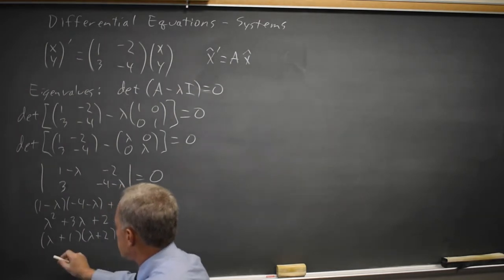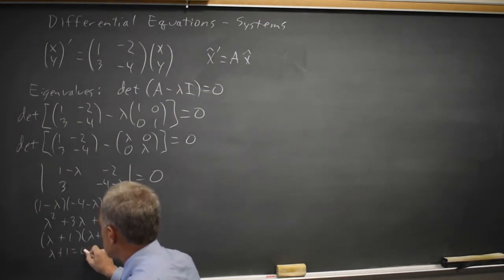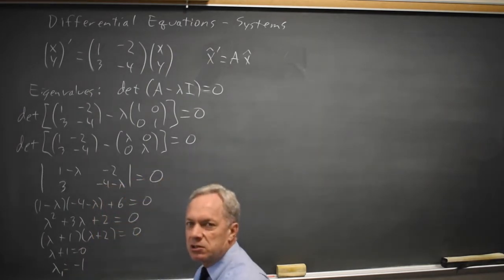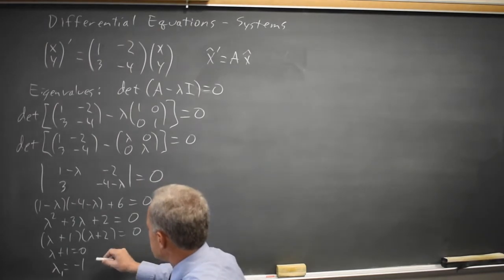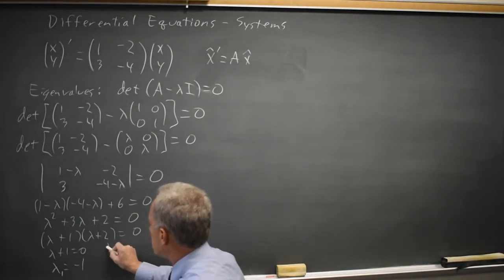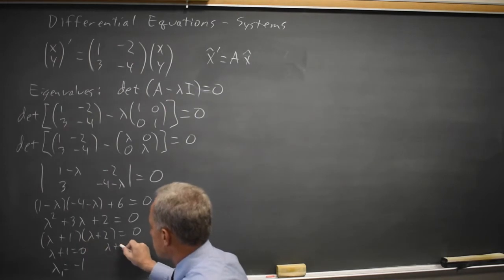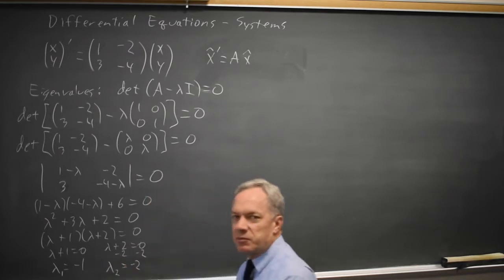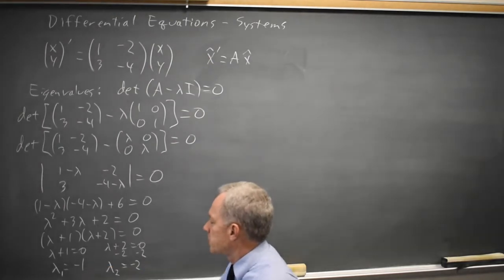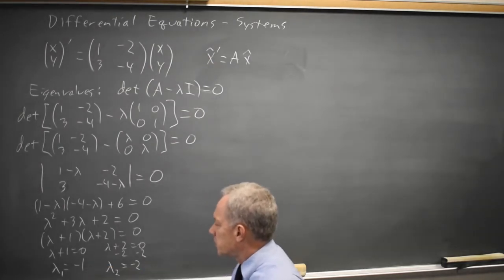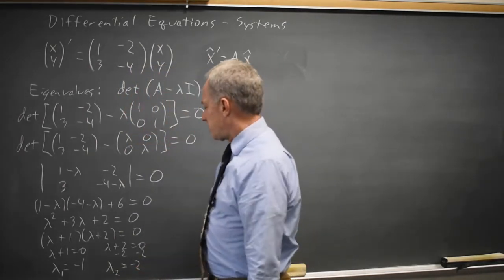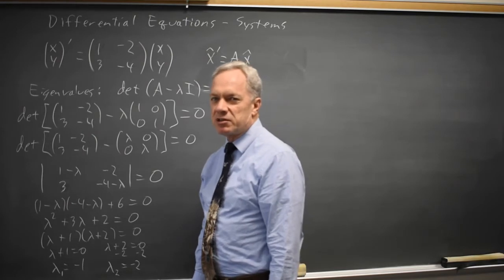If a product equals 0, either the first factor is 0, so lambda equals negative 1. I'm going to call that lambda 1 because I need to distinguish my eigenvalues, and that's my first eigenvalue. Or if that first factor is not 0, the second factor has to be 0. So lambda equals negative 2, and I'll call that eigenvalue lambda 2. The subscripts happen to match the absolute values, but in general lambda 1 is just one of the eigenvalues, and lambda 2 is just another eigenvalue. You don't match the subscripts to the values themselves.